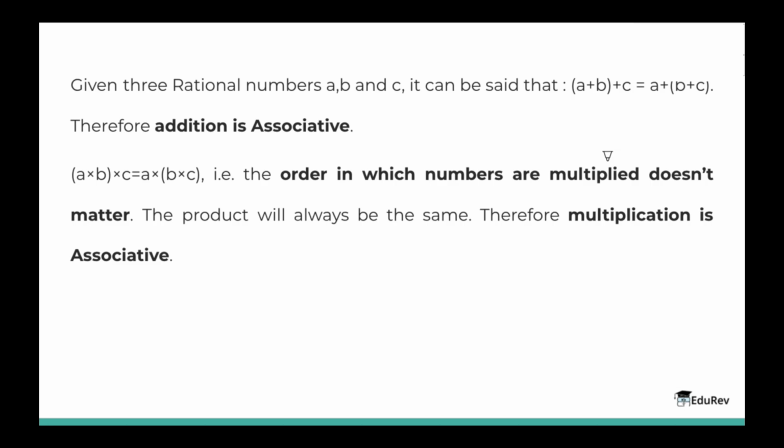Let's move further. So given three rational numbers A, B and C, it can be said that A plus B first and then with C is going to be equal to B plus C first and then with A. Therefore, I could say that addition is associative. Now, a similar pattern can be seen in case of multiplication as well. As you can see here, A multiplied by B first and then with C is equal to B multiplied by C first and then the product with A. That is, the order in which the numbers are multiplied doesn't matter. The product will always be the same. Therefore, multiplication is associative.